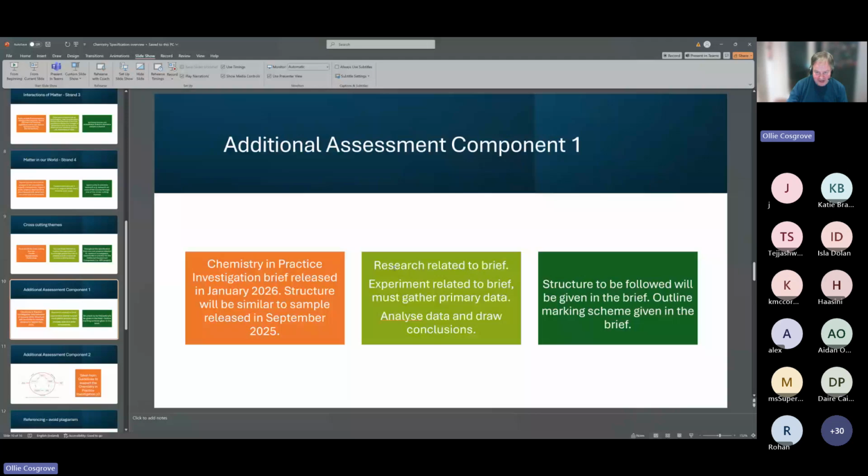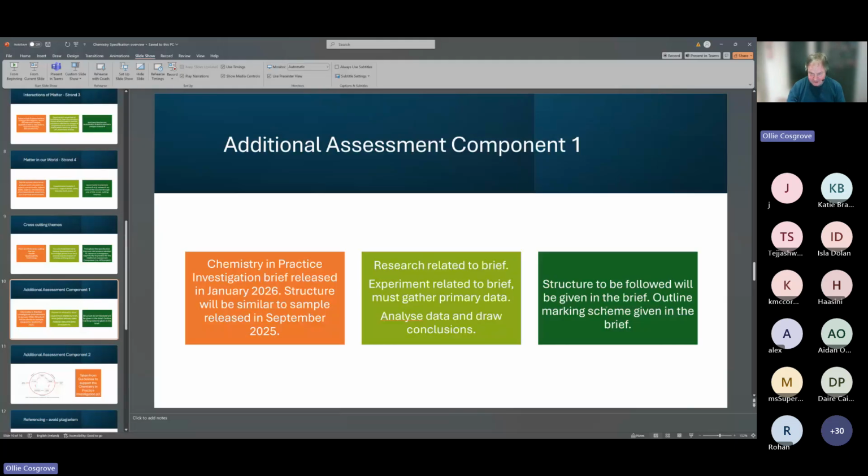So you're going to do research related to the brief, an experiment related to the brief. And this is a big one. You must gather primary data. So you must do an experiment that you can get readings from. You'll then analyze the data, hopefully get a couple of graphs out of it, maybe 2 graphs, and draw conclusions.